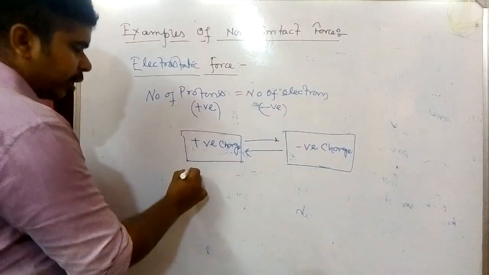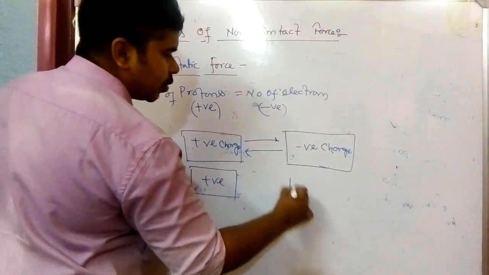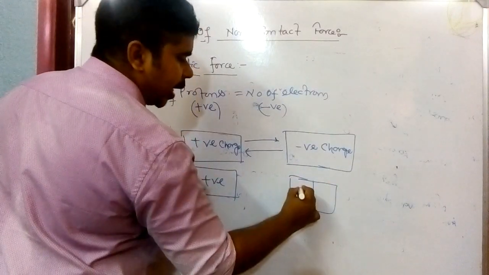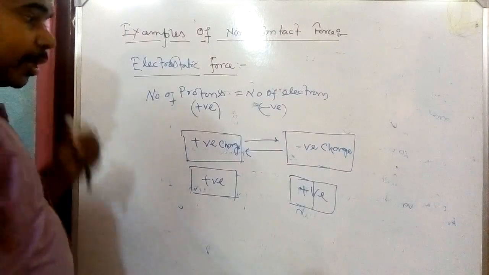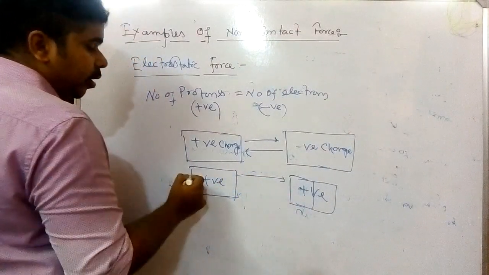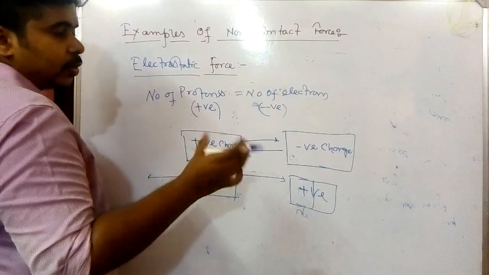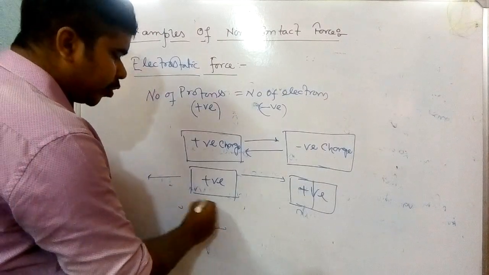If both take the same charge, positive and positive, in that case there is no attraction. There is repulsion. This charge will repel that one and that charge will repel this. That is a repulsion. It is the same for two negative charges also.